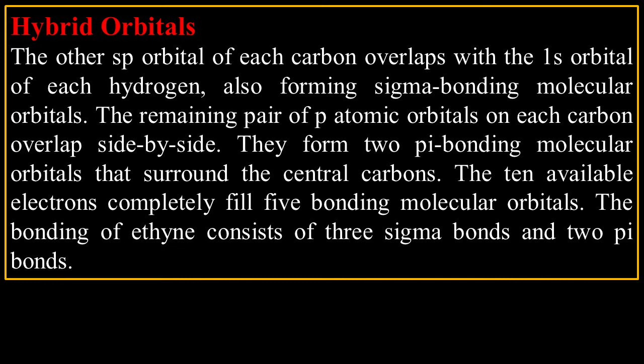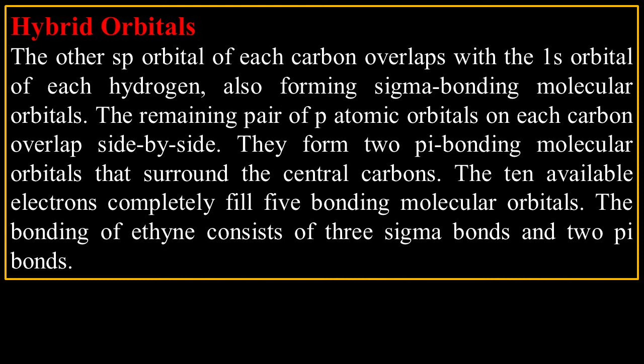The other sp orbital of each carbon overlaps with the 1s orbital of each hydrogen, also forming sigma bonding molecular orbitals. The remaining pair of p atomic orbitals on each carbon overlap side by side. They form two pi bonding molecular orbitals that surround the central carbons. The 10 available electrons completely fill 5 bonding molecular orbitals.